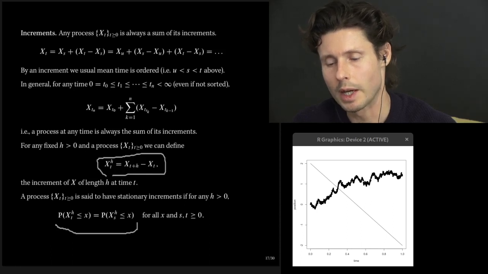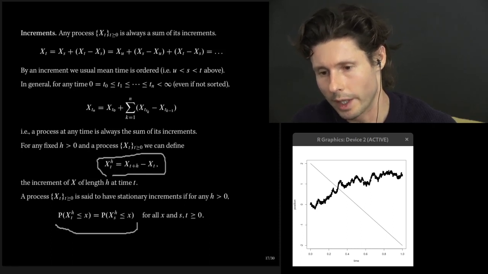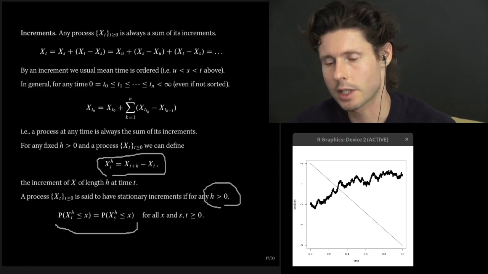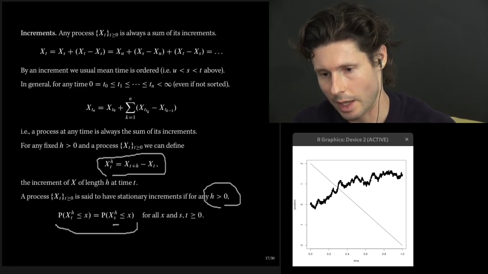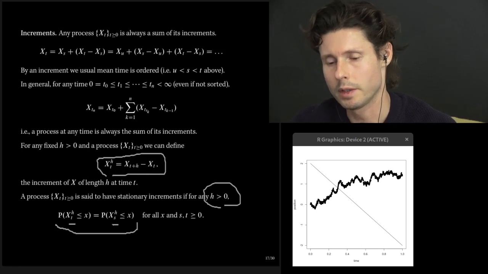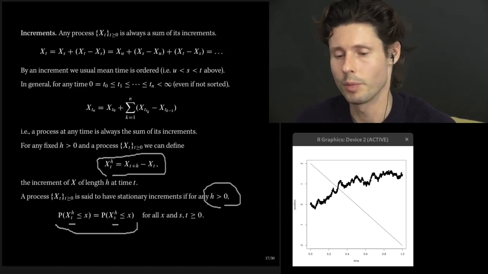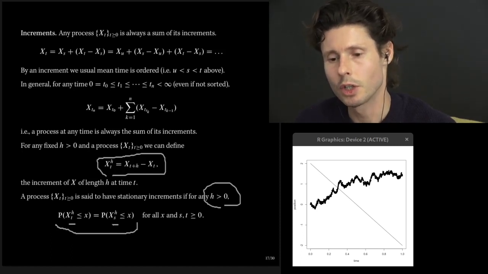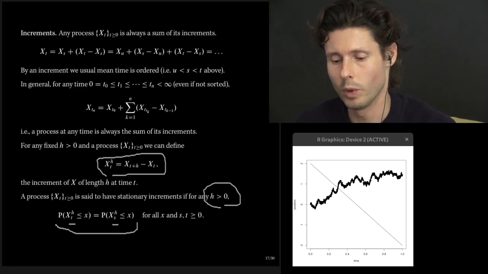It's only a function of the length. In other words, when the length of the increment is the same, namely if we fix this h to be of some value, we can choose the starting point of the increment, in this case s and t, to be anything we want, and these two probability laws or cumulative distribution functions are the same. So stationarity means that the probability law, or the probabilities assigned to these increments, don't change based on what time point you look at the increment at.